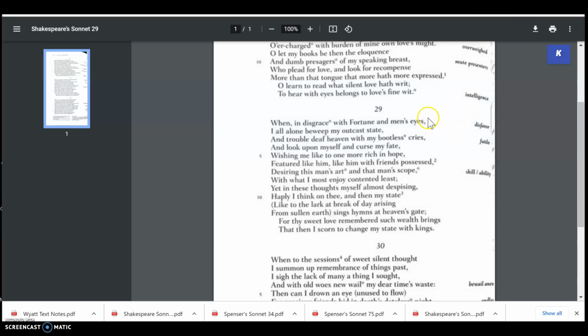So what we have here for the rhyme scheme is A B A B, C D C D, E F E F, and then your rhyming couplet at the end is G G. Okay, so let's read it and then we're going to discuss it.